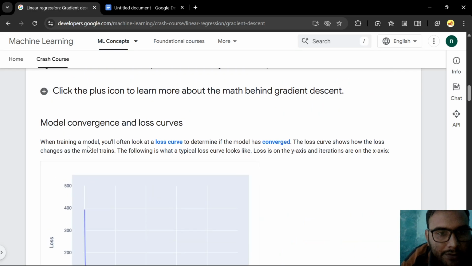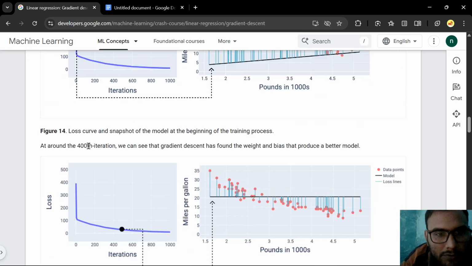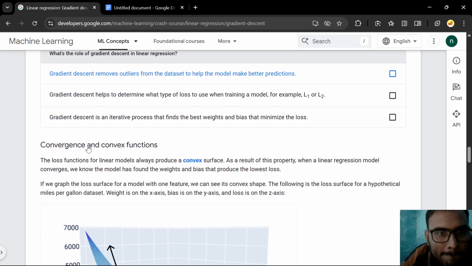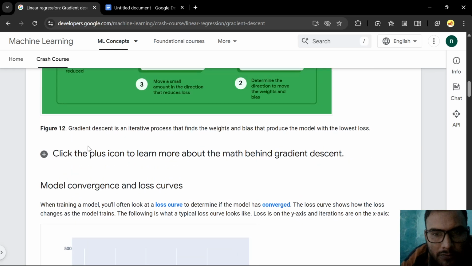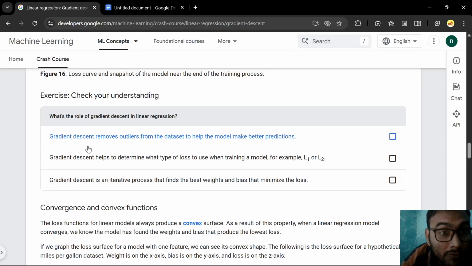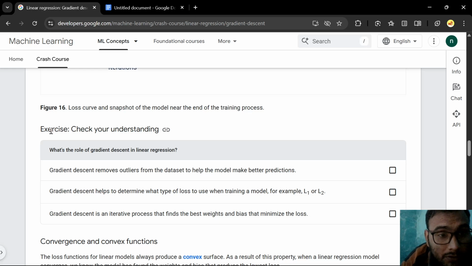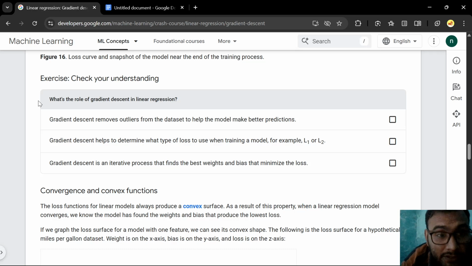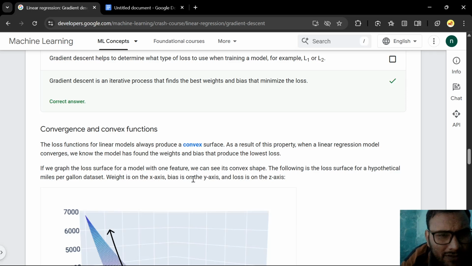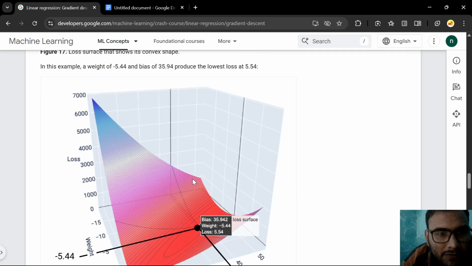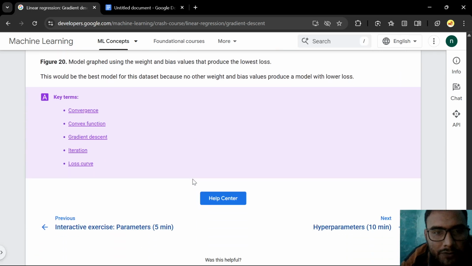Model convergence and loss curve. Let me answer one of the questions. What is the role of gradient descent in linear regression? Gradient descent removes outliers from the data set to help the model make predictions. No. Gradient descent is an iterative process. Yes. I have not read convergence and convex functions. I think this is the graph that shows bias and weight for linear regression.